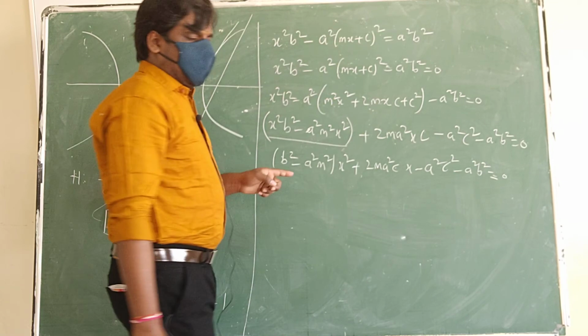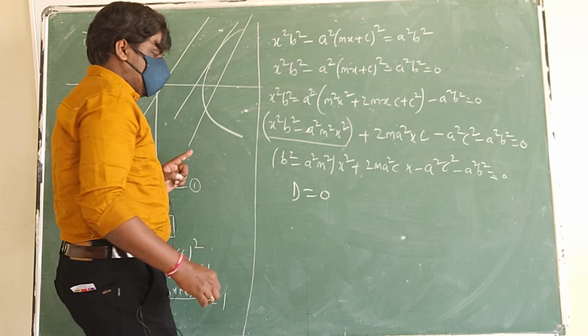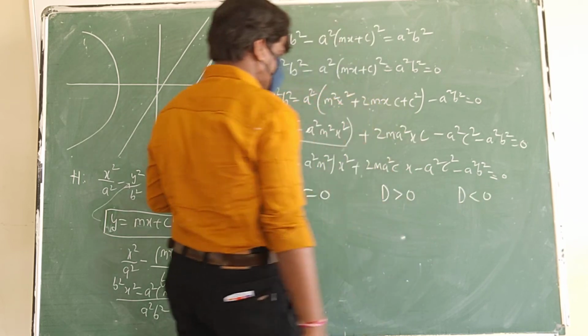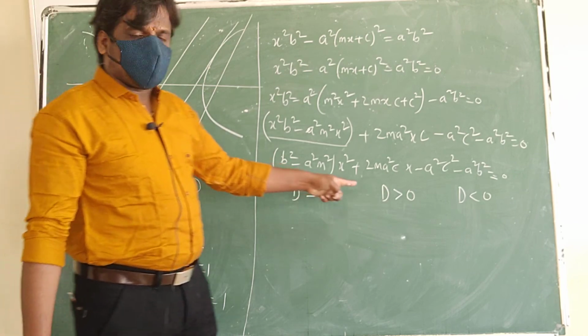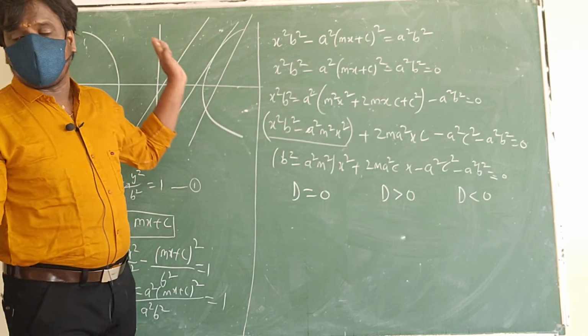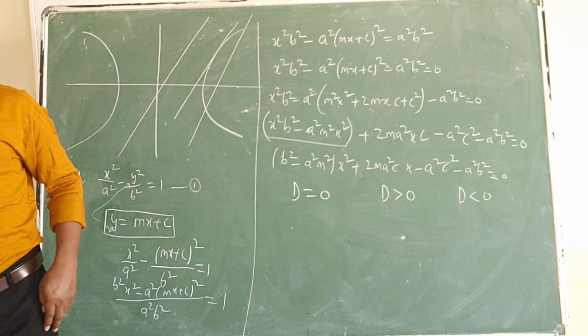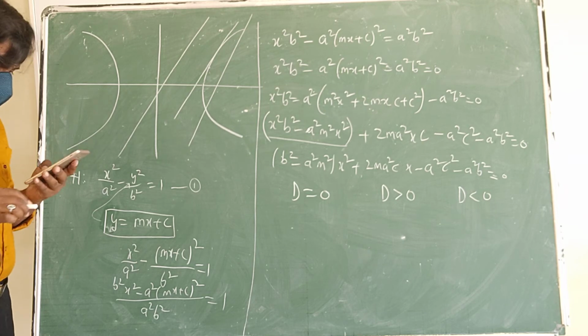Nobody will ask you for the proof. Already I explained this proof in the ellipse. So you will use discriminant equal to 0, discriminant greater than 0, discriminant less than 0. Discriminant equal to 0 will become tangent, discriminant greater than 0 will be intersecting, and less than 0 will be neither touching nor intersecting. So this proof I already did in the ellipse, so I will not write it now. I will write directly the answer you will get.